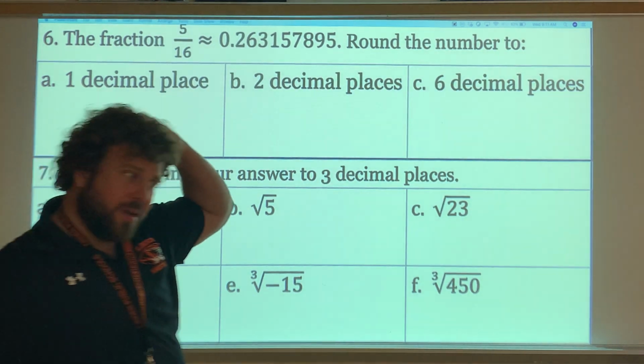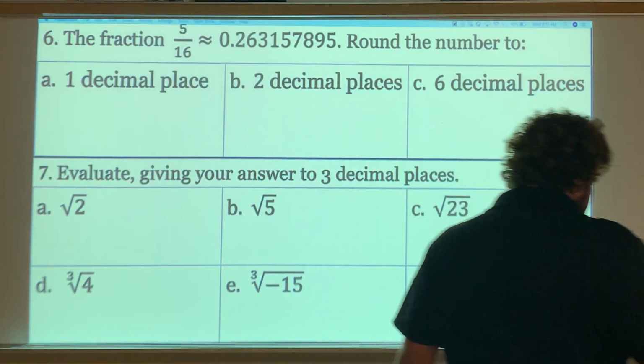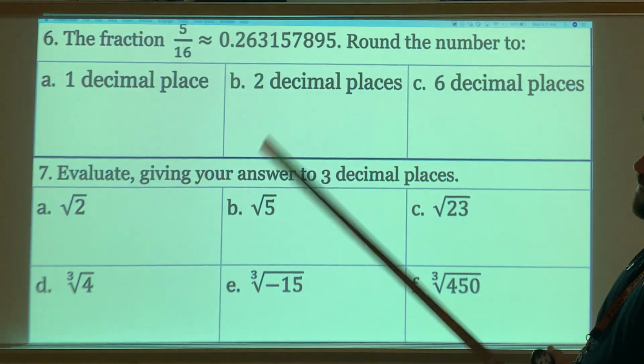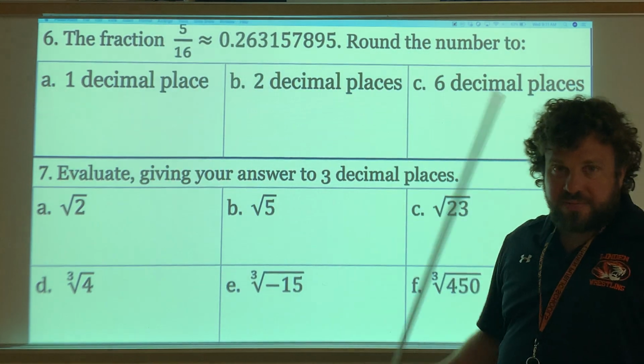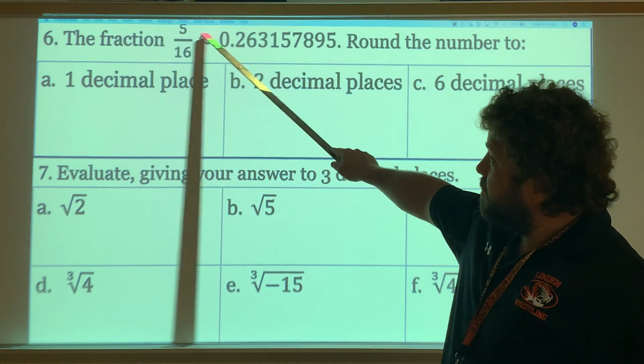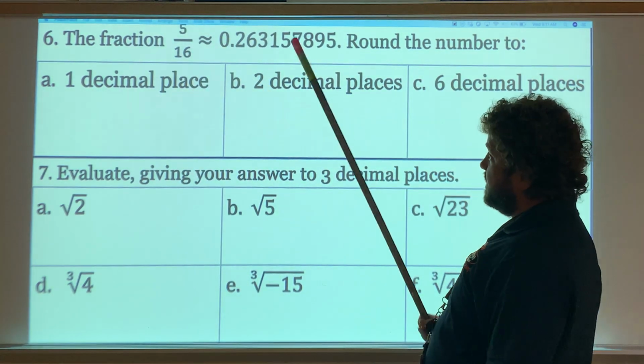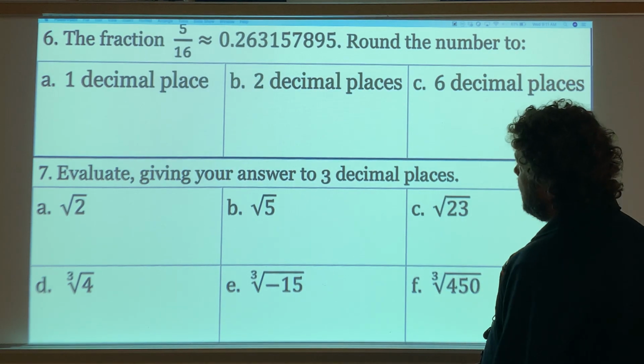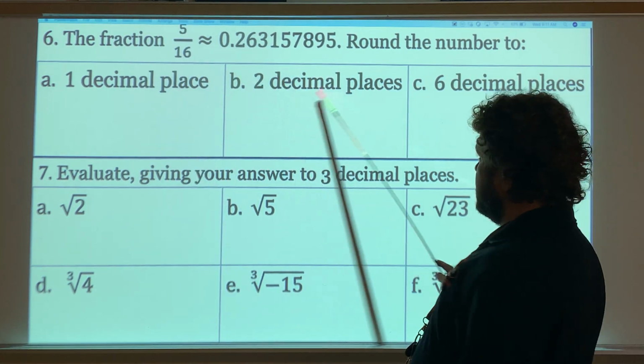Alright, good. We're about halfway done. So we're making some good time here. But let's keep going. Alright, so the fraction 5 over 16, 5/16 is, what's that word? Approximately 0.2631578995. Round this number to these things.